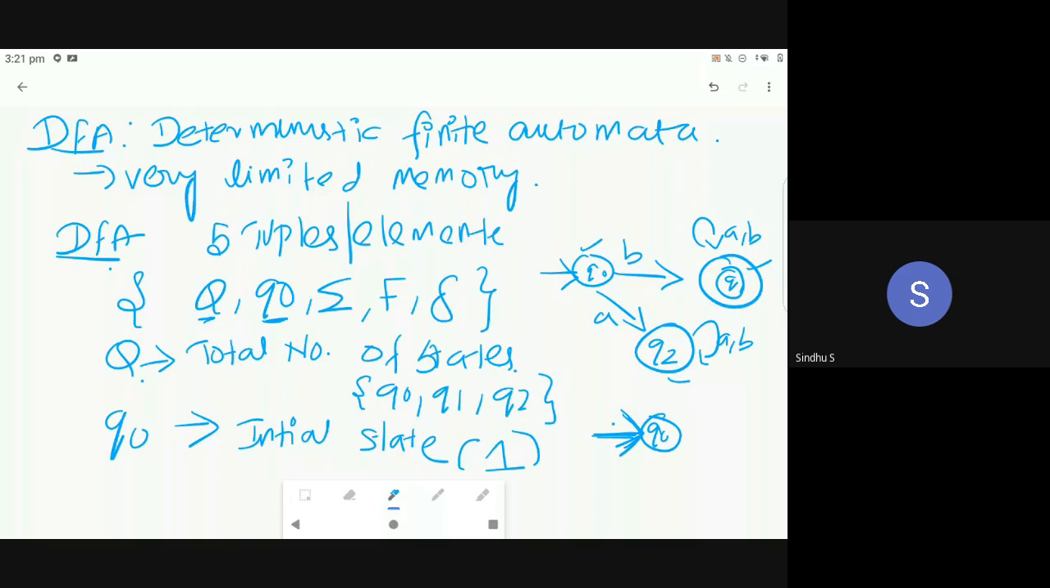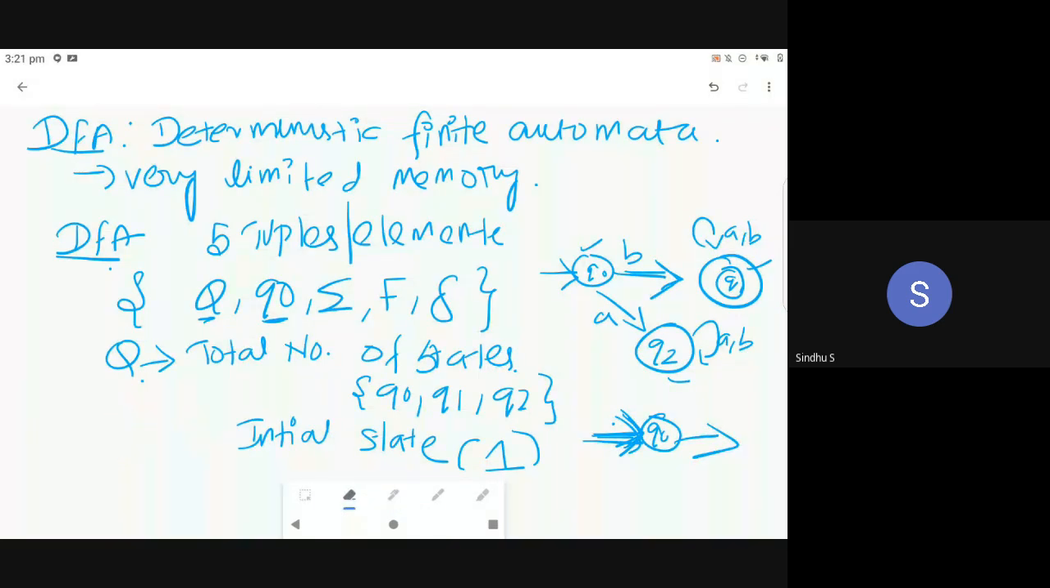Any doubts here? No, ma'am. Ma'am, an initial state will have outgoing edges also? Exactly. Yes, you will have the incoming edge as well as the outgoing edge. Just look into this.